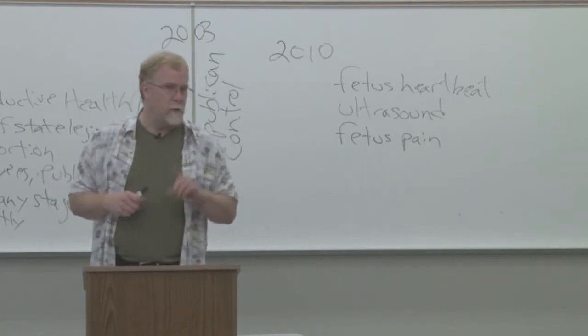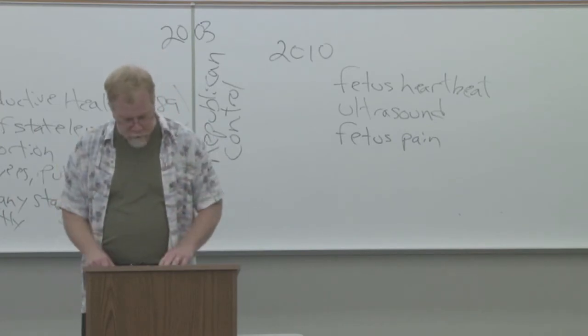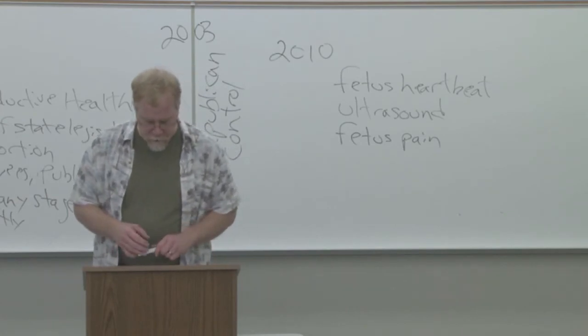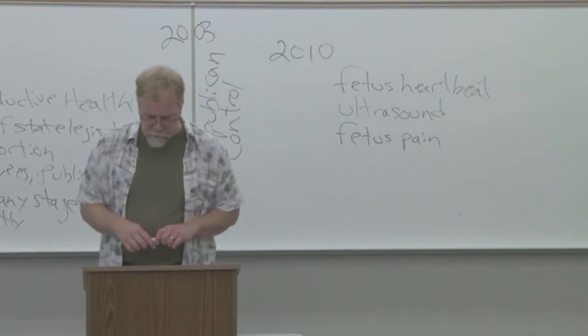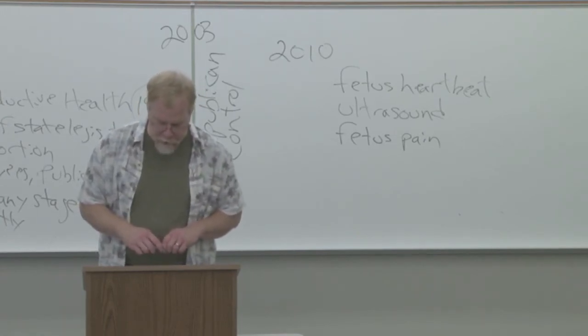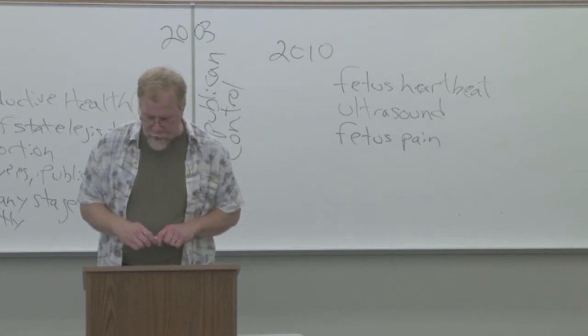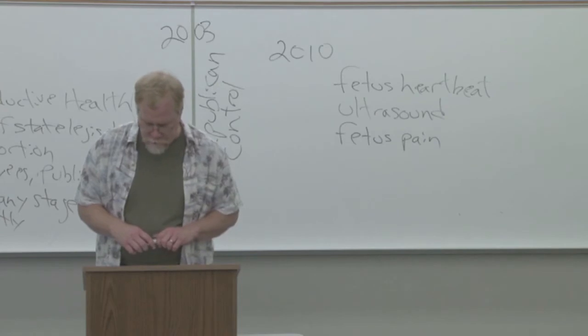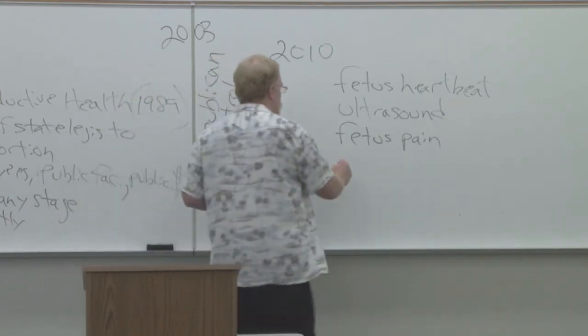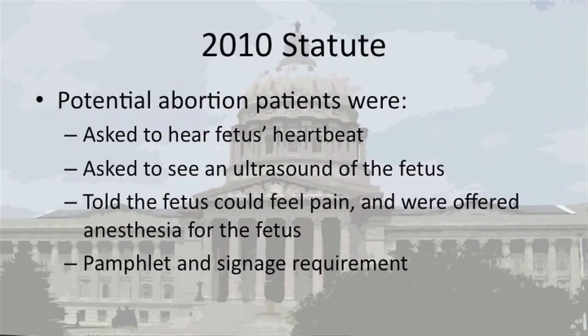And all clinics were required to display this sign. There are public and private agencies willing and able to help you carry your child to term and to assist you and your child after your child is born, whether you choose to keep your child or place him or her for adoption. The state of Missouri encourages you to contact those agencies before making a final decision about abortion. So, pamphlet and signage requirements.